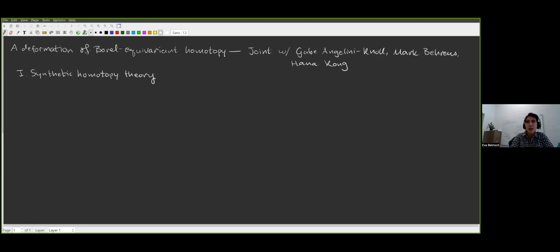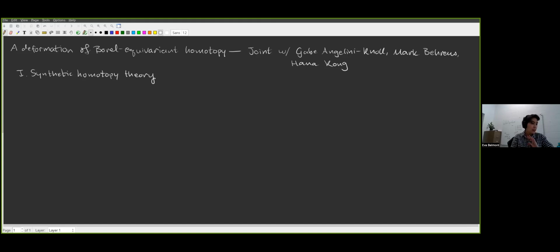So I'm going to be talking about some joint work with Gabe Angelini-Knoll, Mark Behrens, and Hana Kong. This is a talk about synthetic homotopy theory. I want to start by giving an introduction to what that's all about, and then I'll talk about the motivation for our problem, which is about understanding this for C2 homotopy theory.